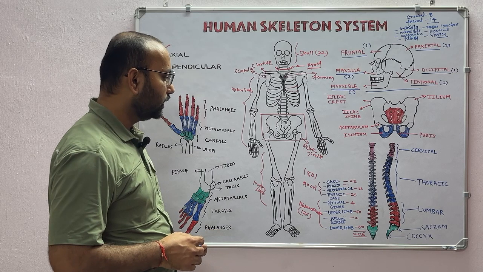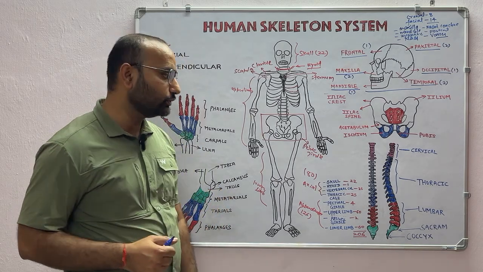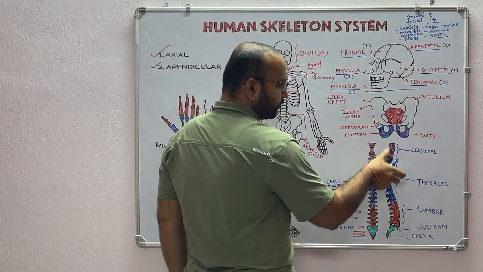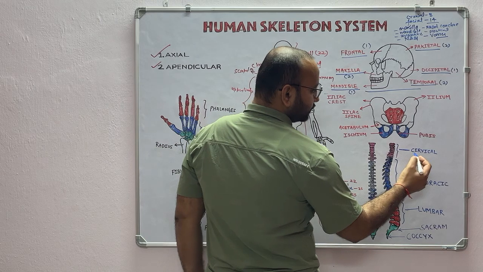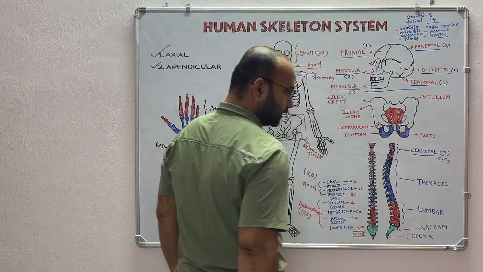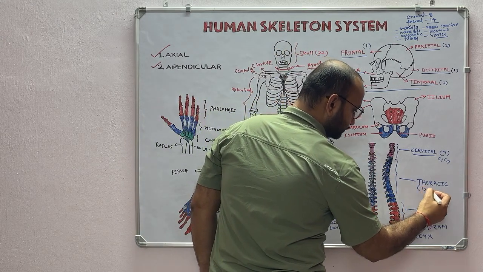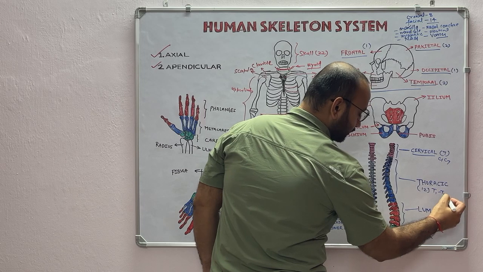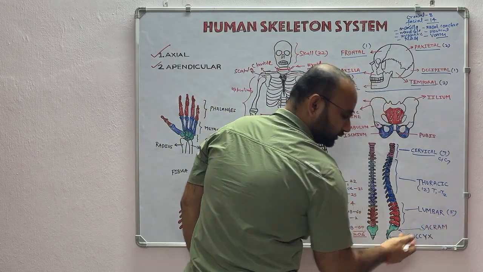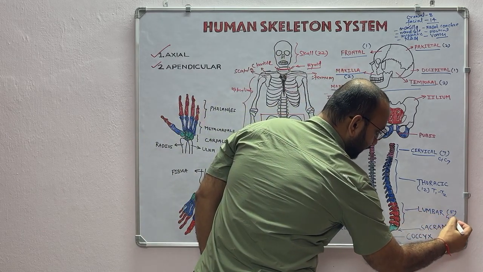Let us now come to the vertebral column. As I told you, there are 26 bones in the vertebral column, as shown here. The first 7 bones are the cervical vertebrae, 7 in number, C1 to C7, right? Then you have the thoracic vertebrae, 12 in number, T1 to T12. Then you have the lumbar vertebrae, 5 in number, around the lumbar region of your vertebral column, L1 to L5.